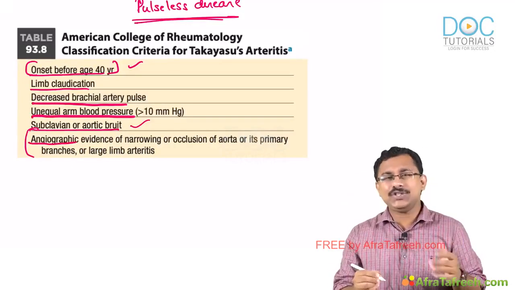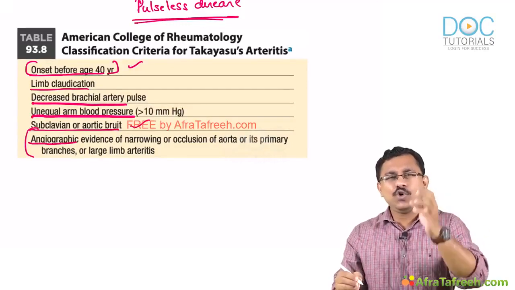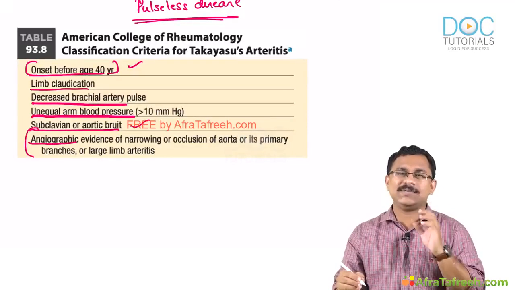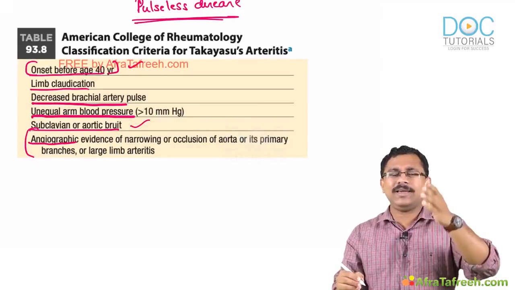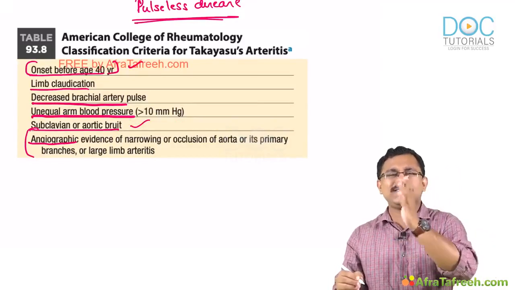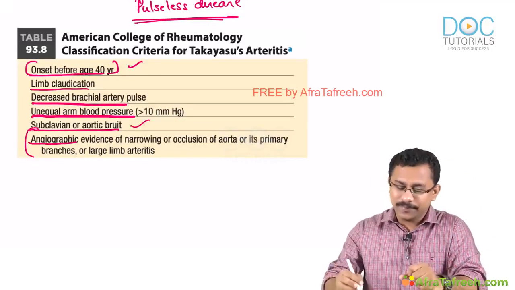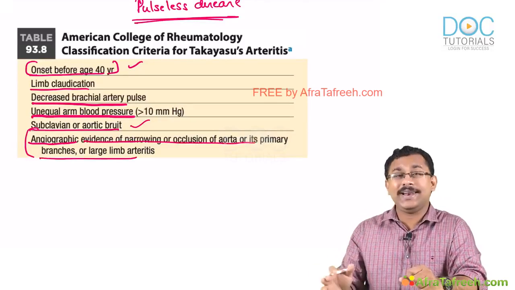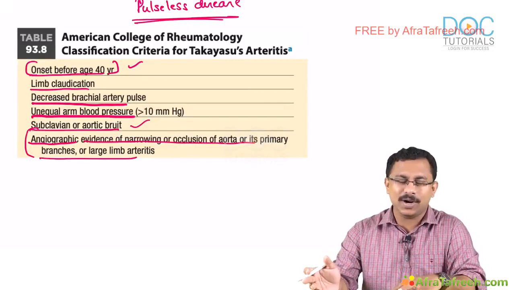So when you do an angiogram, suppose you are doing a CT angiogram for the patient, you will be able to demonstrate the narrowing of the large vessels. The large vessels will be significantly stenotic at the region of maybe the subclavian, carotids or aorta. You will obviously notice all these narrowings. Okay, so evidence of narrowing of the aorta and its branches or the large limb arteries, that is the importance of angiography in case of Takayasu arteritis.